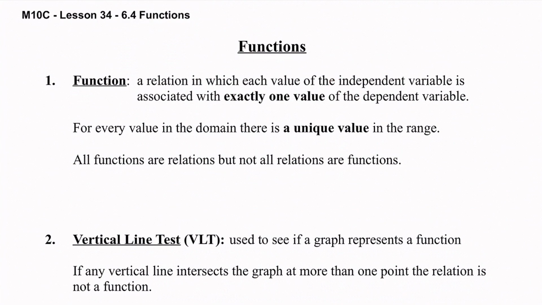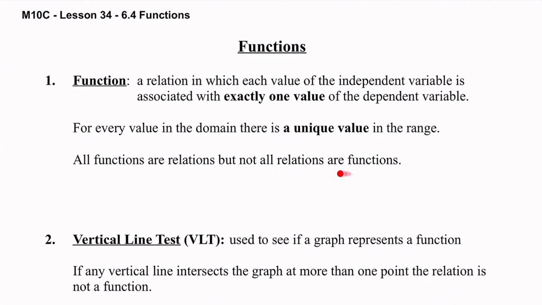So another way to describe what a function is, it could be described as for every value in the domain, there is a unique value in the range. So for every one in the domain, there's one in the range. So it's a very special type of relation. All functions are going to be relations, but not all relations are functions because not all relations have this special kind of one-to-one property.